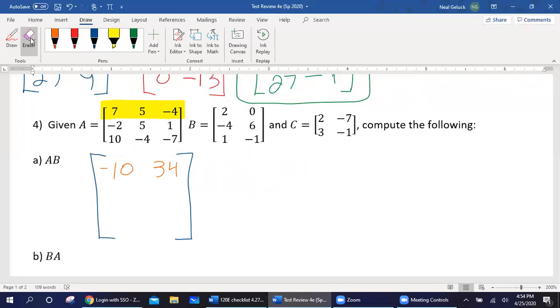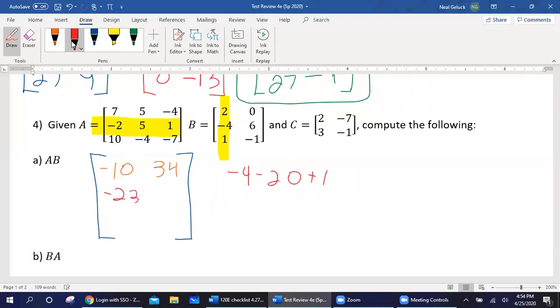So I reset, jump down to the second row, back to the first column, and repeat. So this would be -2 times 2, -4, 5 times -4, -20, 1 times 1, and so I get -23. Hop to my second column.